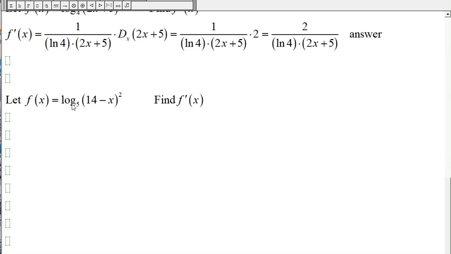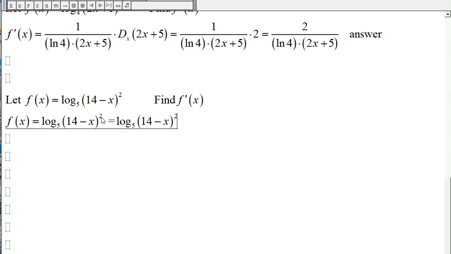And here we have the function log base 5 of 14 minus x, and then squared. We want to find the derivative. First, let's rewrite this. Since we have that exponent 2 here, we can apply the power rule. The 2, we can move to the front and place it in front of the log. And then now we can find the derivative.